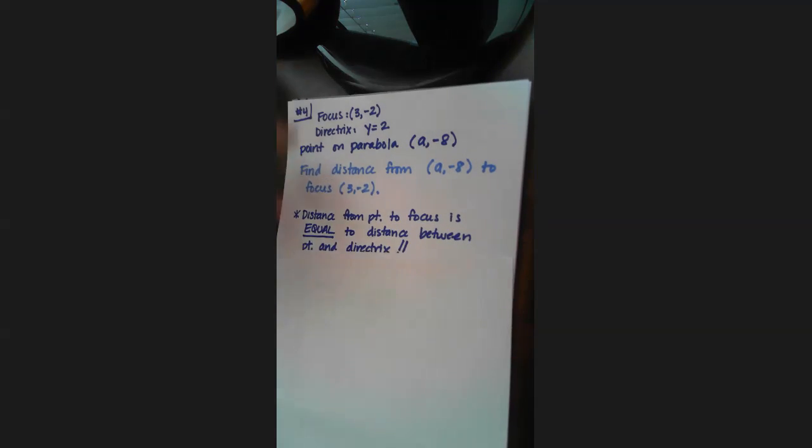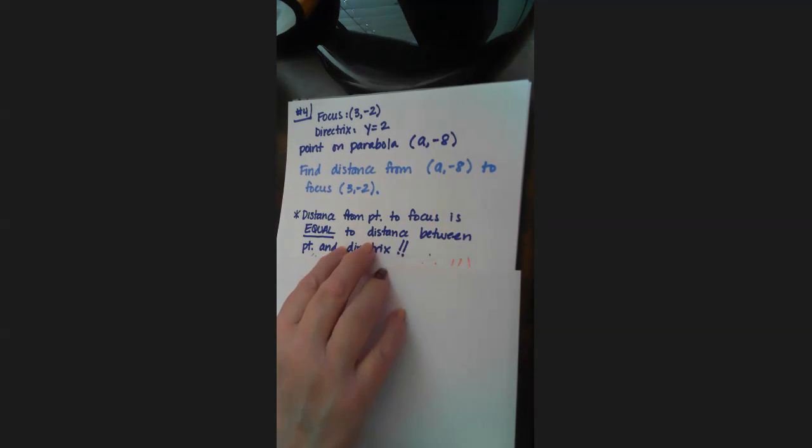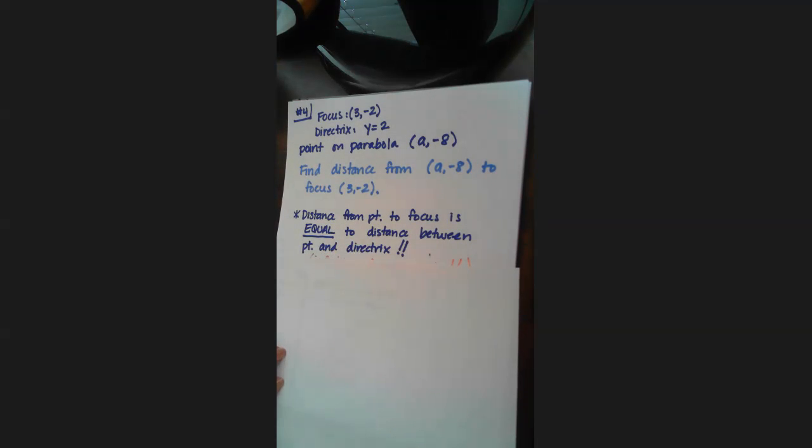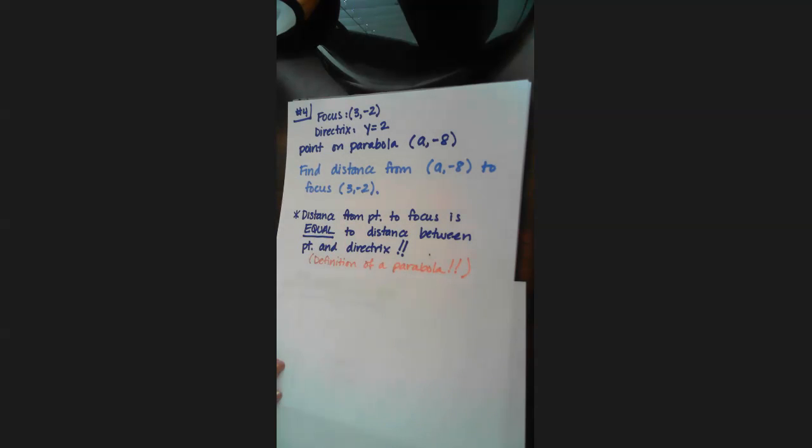Well, that's where the definition of a parabola becomes really important. And that is that the distance from any point to the focus is equal to the distance between that point and the directrix. The collection of points that have this quality creates the parabola. That's the definition of a parabola: the set of all points where the distance to the focus and the distance to the directrix are equal.